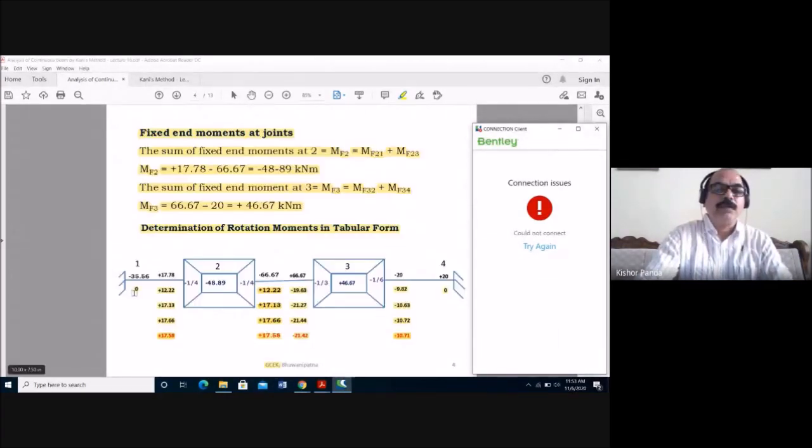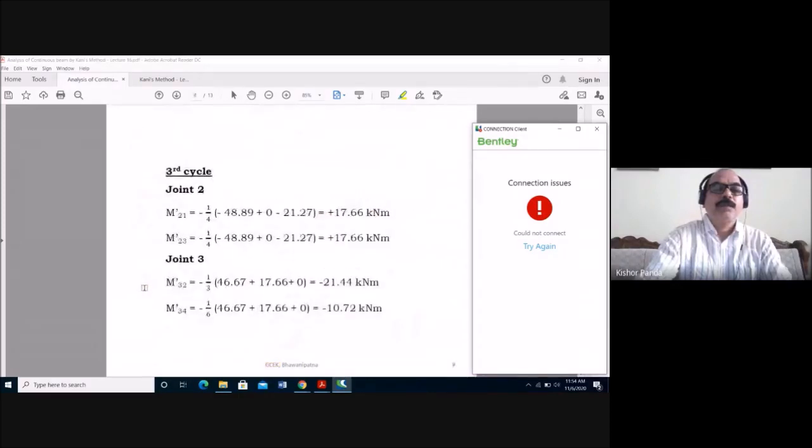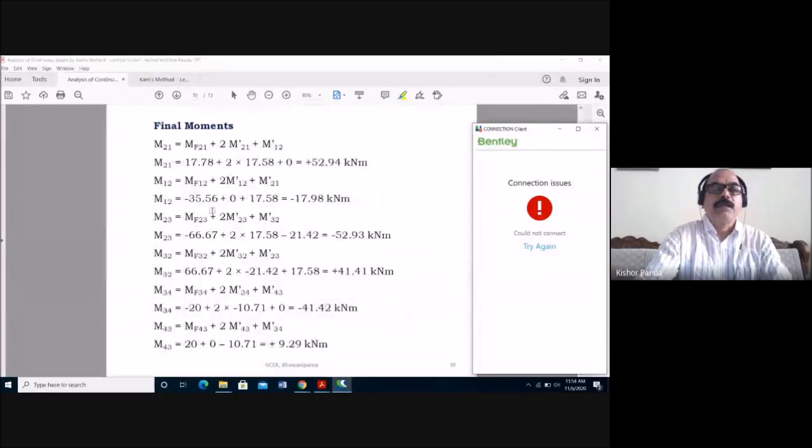Similarly, M12, when we are considering 1-2, near end, this is far end. The near end is your 2 into 0, and far end is your 1 into 17.58. And the piston moment is your minus 35.56. So here minus 35.56 plus 2 into M-12 0, and the far end is your M-21 17.58, giving minus 17.98.